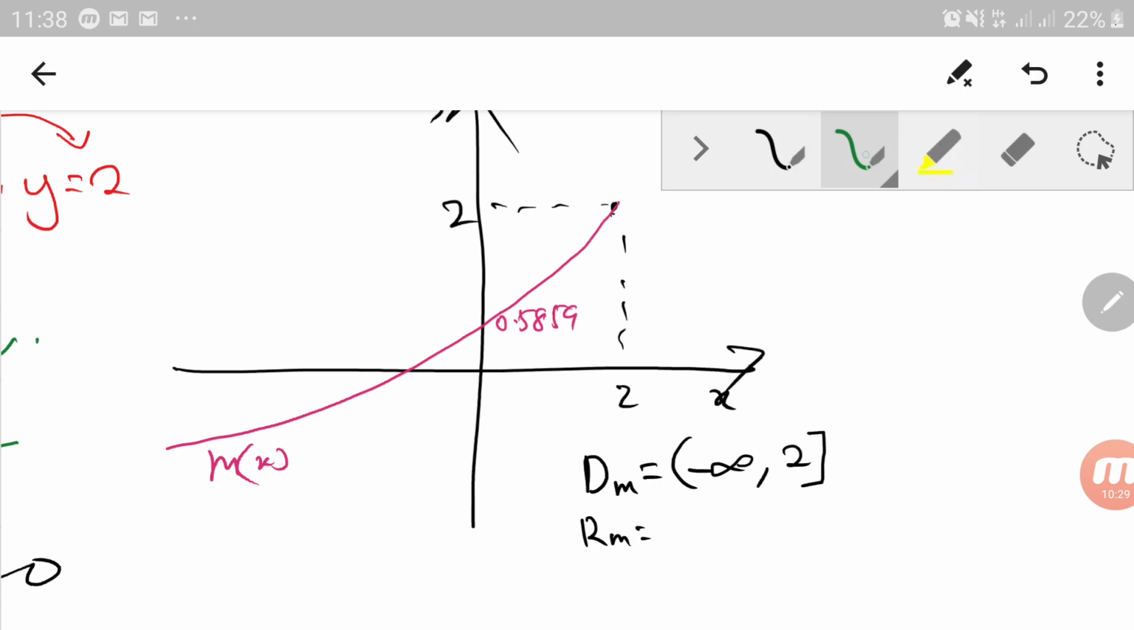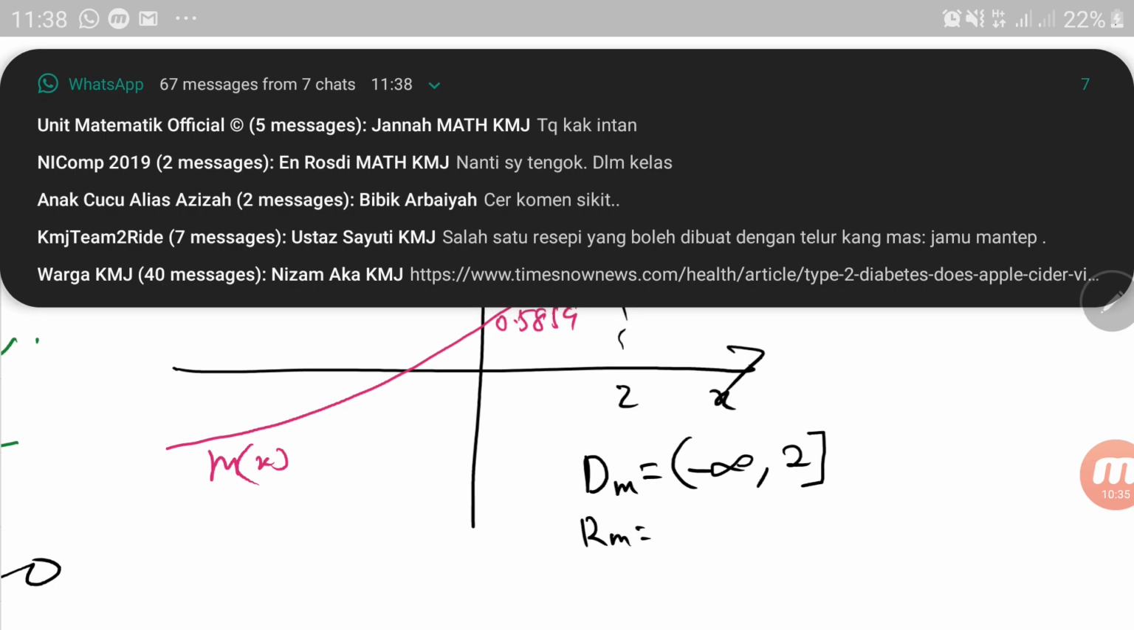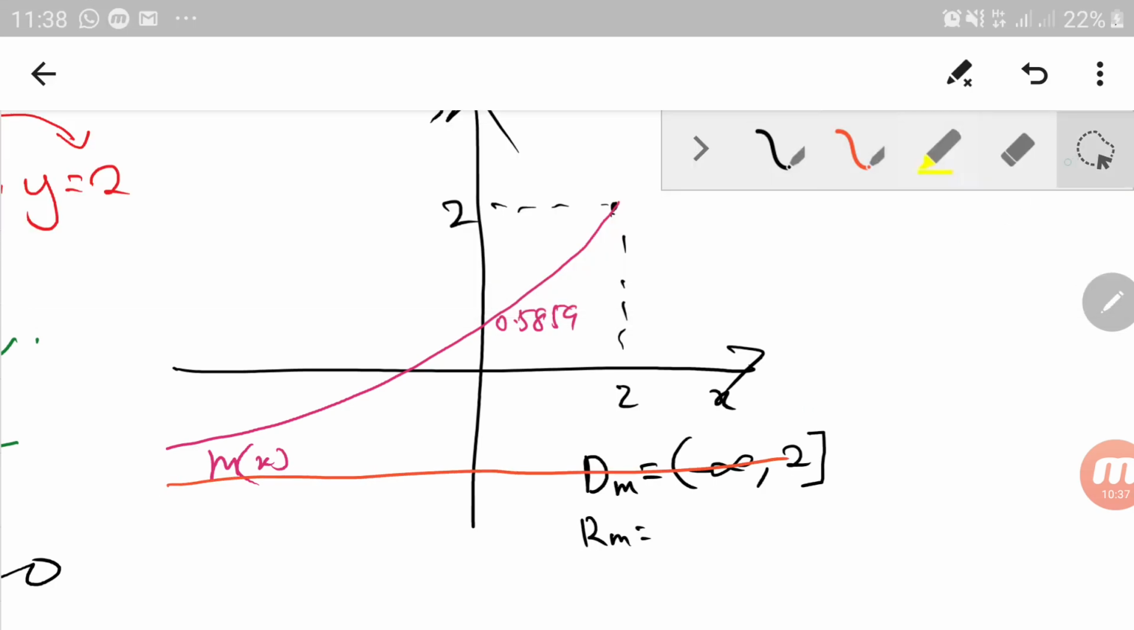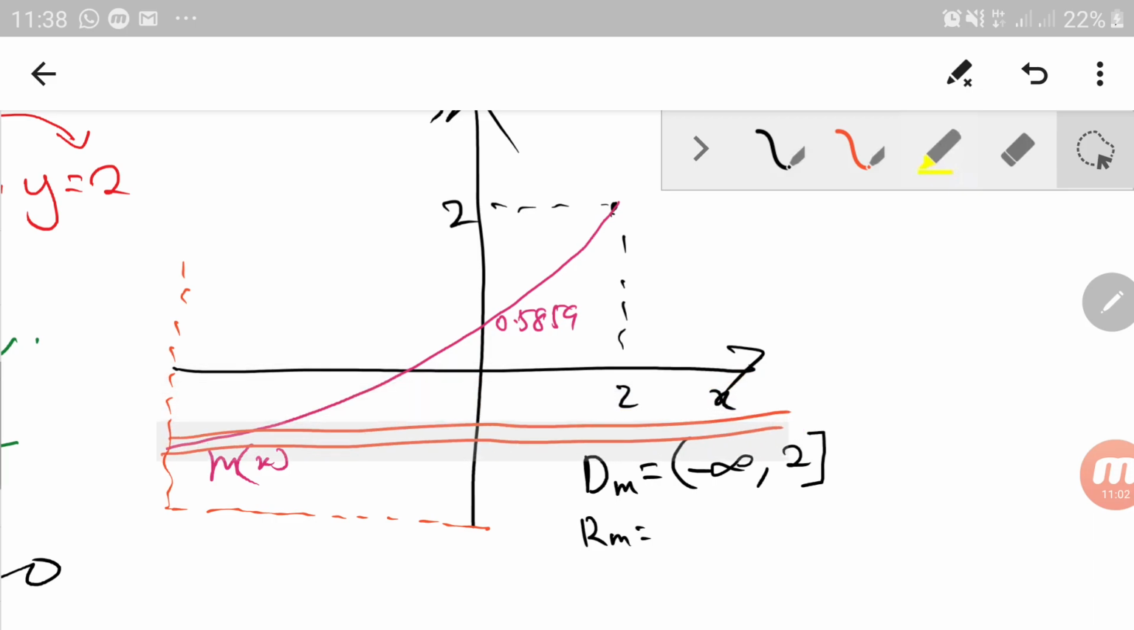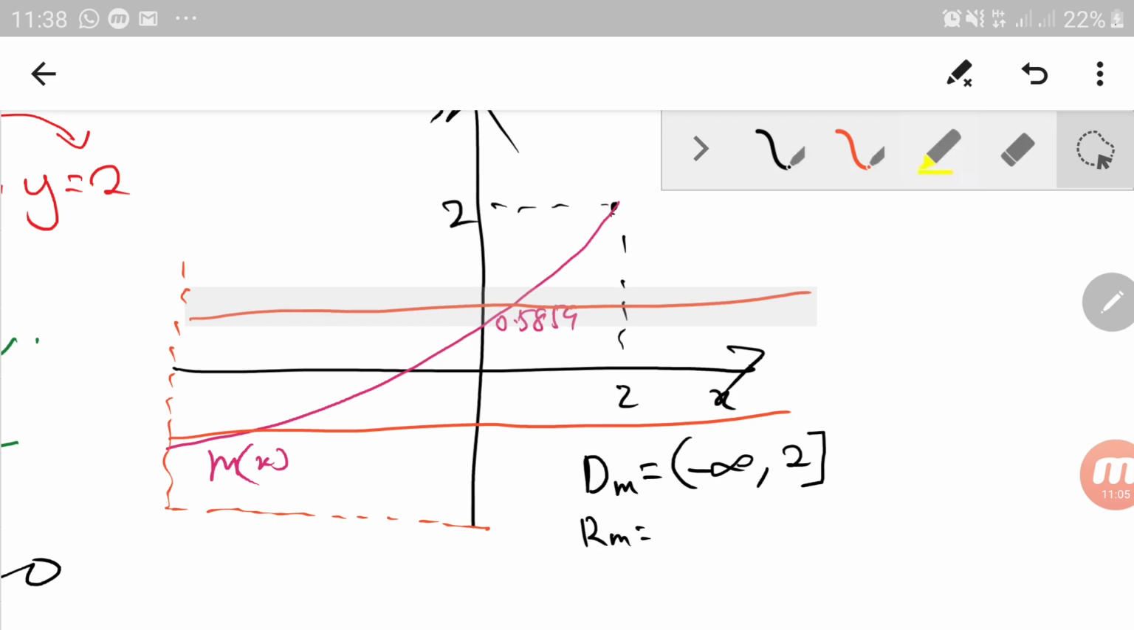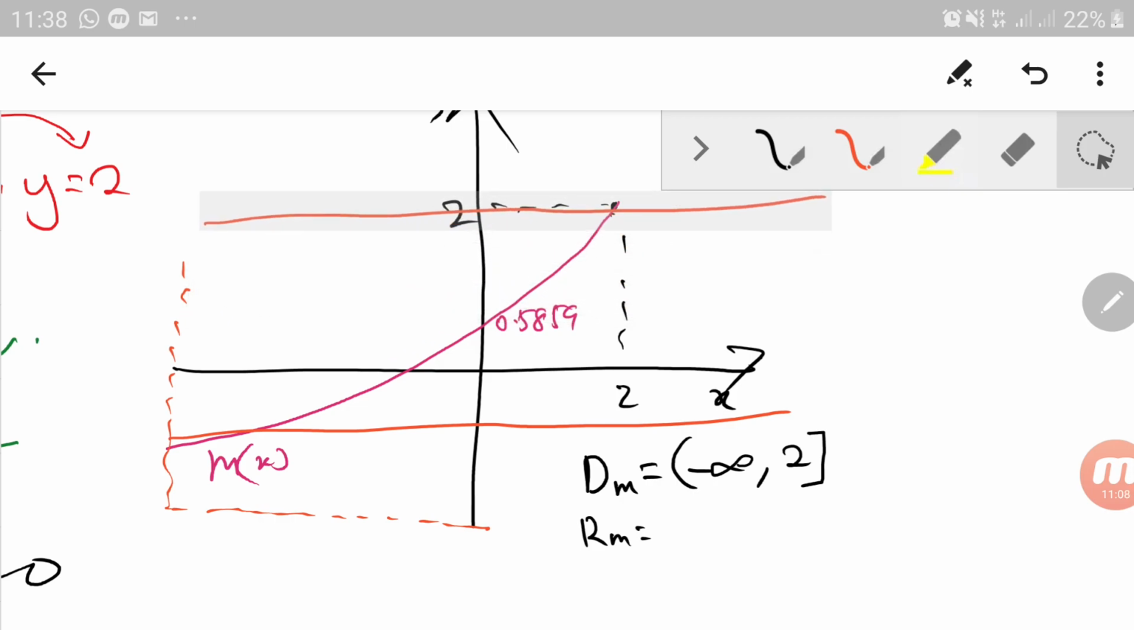Okay, range of m, maybe I use a different color, orange. Now we start the orange here, and then we move this line from down here. I know you see the line doesn't touch, but as I said, you see this scale here. The scale is up until there. It's like our TV screen. Actually it touches because the pink line extends beyond the frame. So it touches down there. We move up until y equals 2.